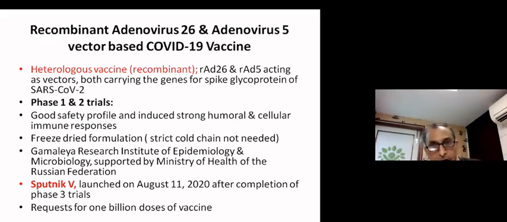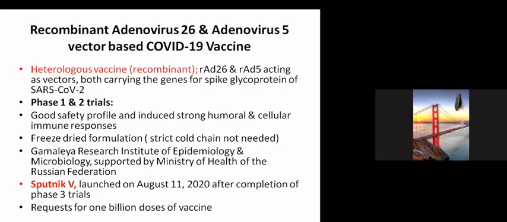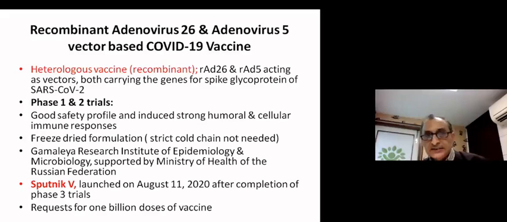Now coming to the recombinant adenovirus, which is using dual adenoviruses, adenovirus 26 and adenovirus 5. This is the basis of the Russian vaccine, the Sputnik V vaccine. So instead of one adenovirus vector, they are using two adenovirus vectors, and phase 1 and 2 trials have already been completed. They have also shown a very good safety profile and a good humoral and cellular immune response. The advantage of this vaccine is that it is a freeze-dried formulation, unlike the Pfizer vaccine, so you don't need a strict cold chain.